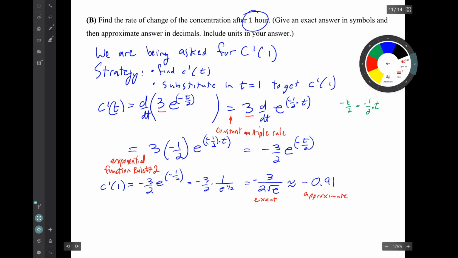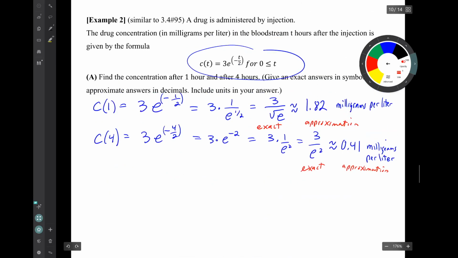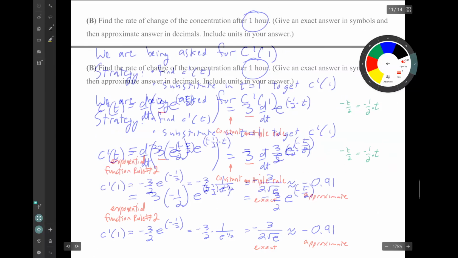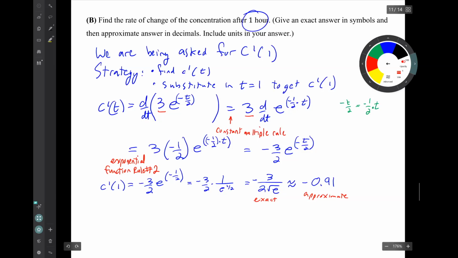Now we need units. We're trying to find the rate of change of concentration. Now remember, the rate of change will have units that are whatever the units of the concentration are divided by whatever the units of the time are. The units of the concentration are milligrams per liter, and the units of time are hours. So the units of the rate of change will be milligrams per liter per hour.